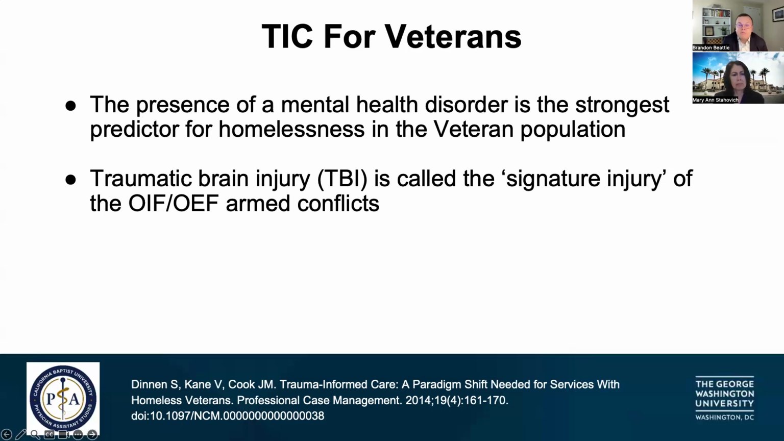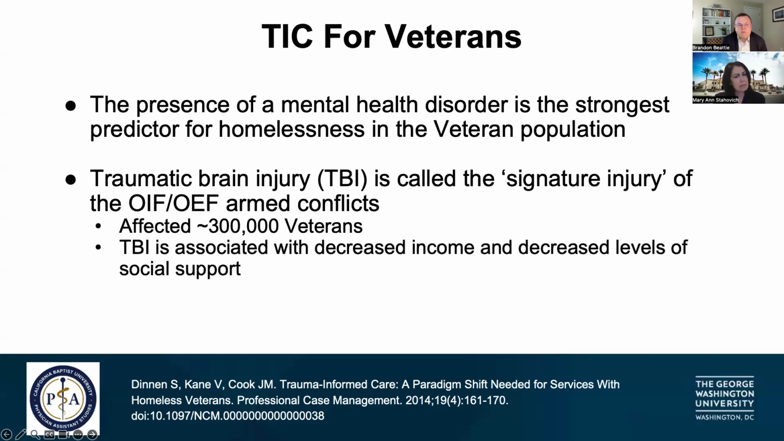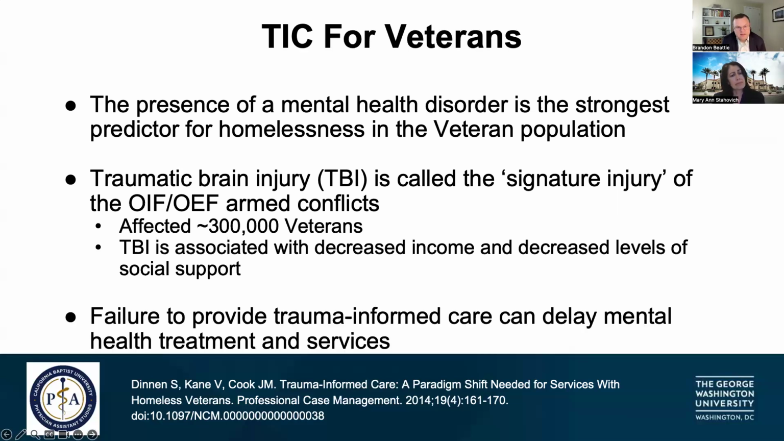One study of more than 2,000 veterans from those conflicts found that 10% had a mild or moderate TBI, and 44% met criteria for post-traumatic stress disorder, or PTSD. This is believed to affect up to 300,000 veterans. And unfortunately, TBIs are associated with decreased income and decreased level of social support. And failure to provide that trauma-informed care can delay these mental health treatments for these folks that have these TBIs.